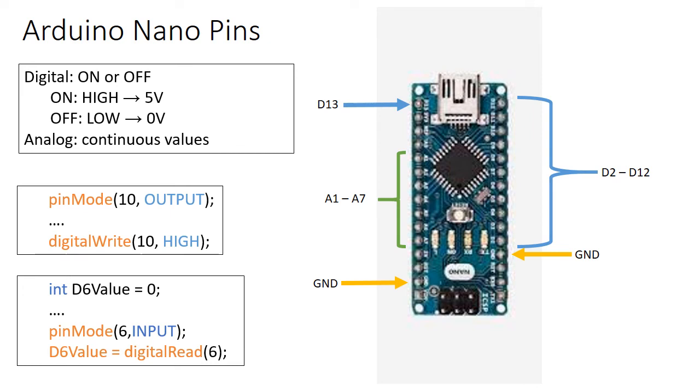So that's why I have int D6 value equals 0. I know this is going to be an integer because digital read has one of two values, high or low, or 0 or 5. So it's going to be 0 or 5. That's what it's going to be, a number. So I can set digital read, once I've read the voltage there, to this D6 value, and that way I capture that value, which I might want to use for something else. We have other functions for dealing with the analog pins that we'll learn about later. You'll notice also that there are 2 ground pins on the Nano.